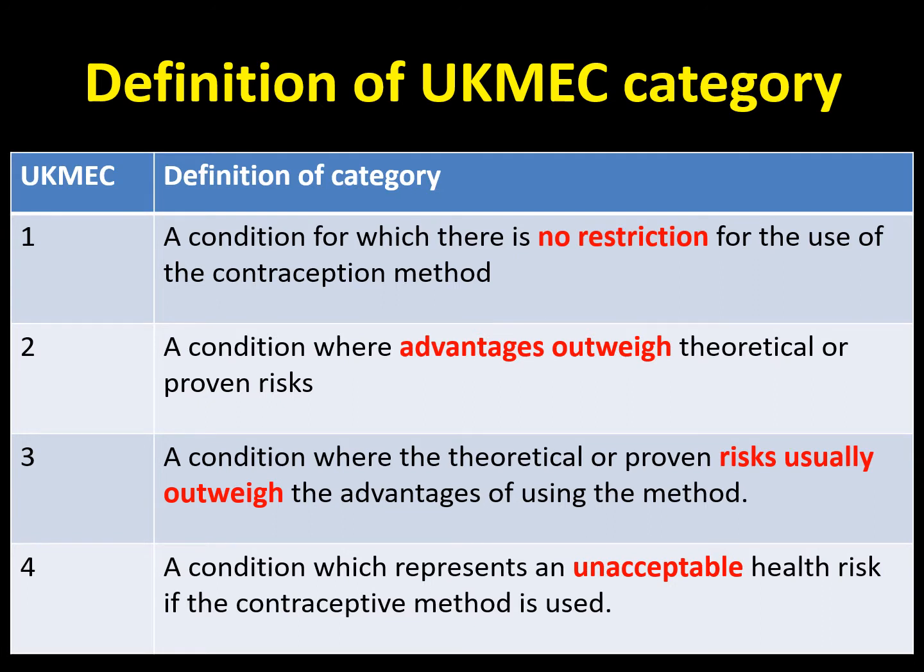which includes 4 categories. The first one, where a condition for which there is no restriction for the use of the contraception methods, no contraindications, no restrictions. Category 2, where advantages outweigh the risks. Category 3, where there is relative contraindication, so where there are theoretical or proven risks that outweigh advantages. While category 4 is absolute contraindication, where the method is unacceptable to be used.